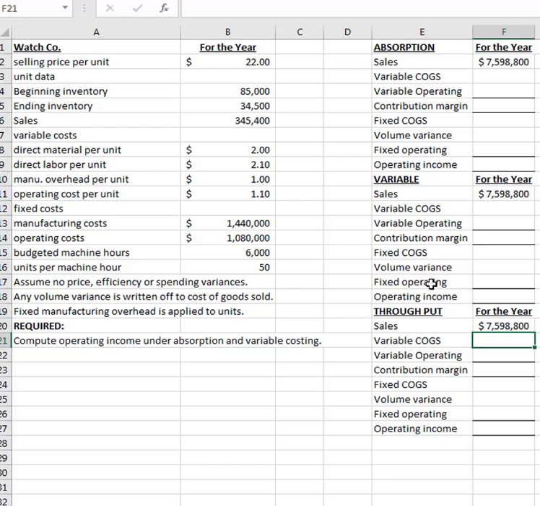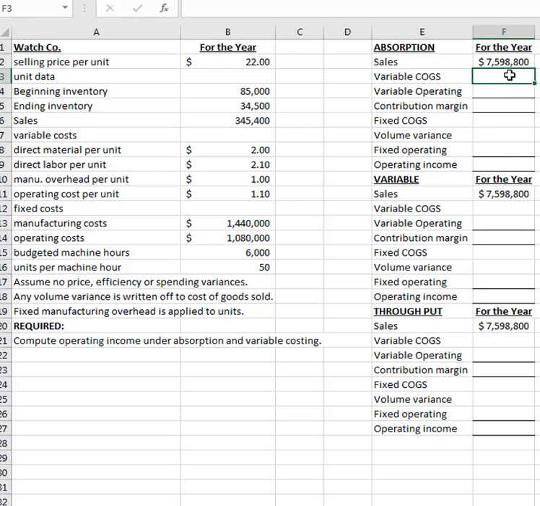Between absorption and variable and throughput, only inventory's material cost on the per unit level and labor and overhead of all kinds, manufacturing overhead, is expensed in the period. But sales is the same for all 3 of them.